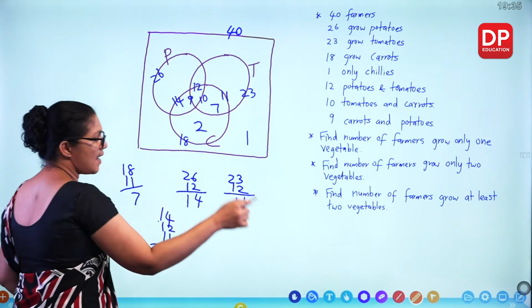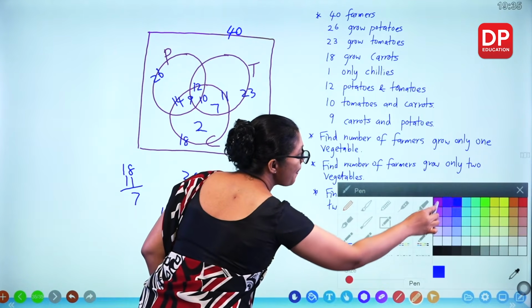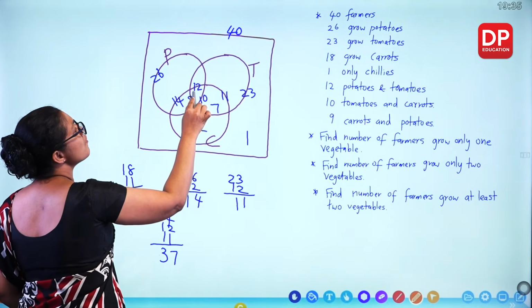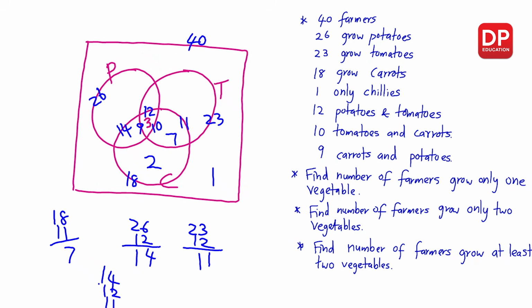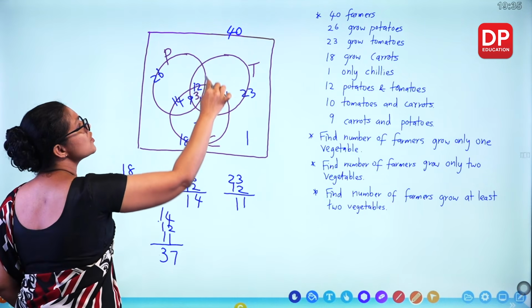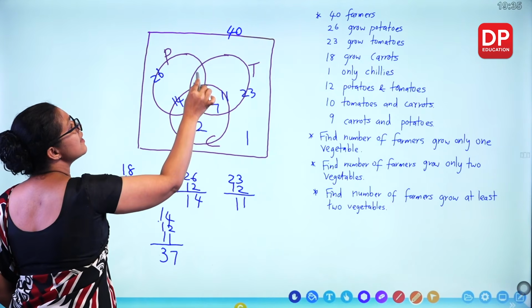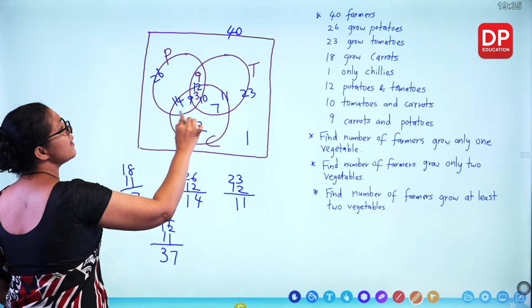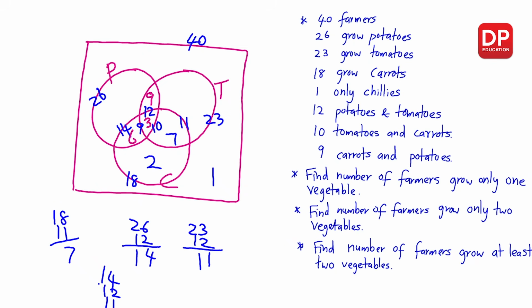Now you can fill the other parts. This part is 10. This is 7. So what is the middle number? Middle number is 3. This whole thing is 12. This is 3. You are getting 9 here. This whole part is 9. This is 3. This part is 6.